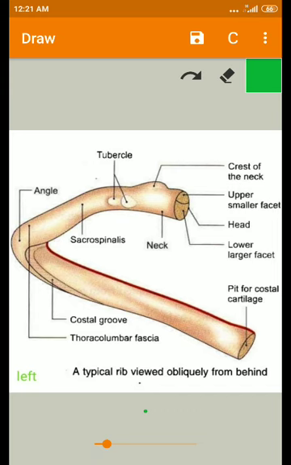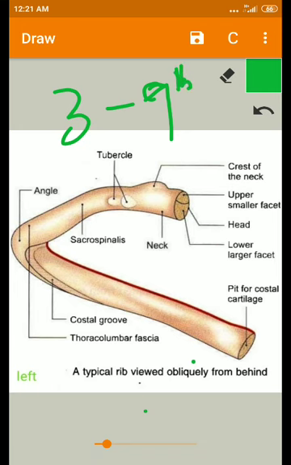Such features we can see from the 3rd to 9th ribs. The 3rd to 9th ribs have such similar features. So this is about the description of the typical rib.